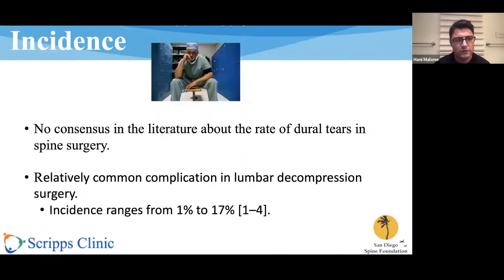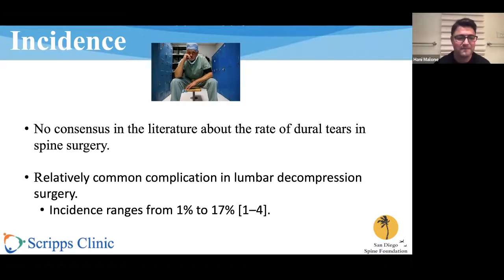So just a little bit of an introduction about the incidence. No real consensus in the literature about the rate, which is often the case with complications that can't be seen on x-rays and things like that. But regardless of the true incidence, it's a very common phenomenon, one of the most common complications of any kind of lumbar procedure. And incidence is said to range anywhere from 1%, which probably seems a little low, to 17%, which is obviously, if you're having a dural leak 1 out of every 5 times you do a surgery, you're going to go out of business pretty fast.